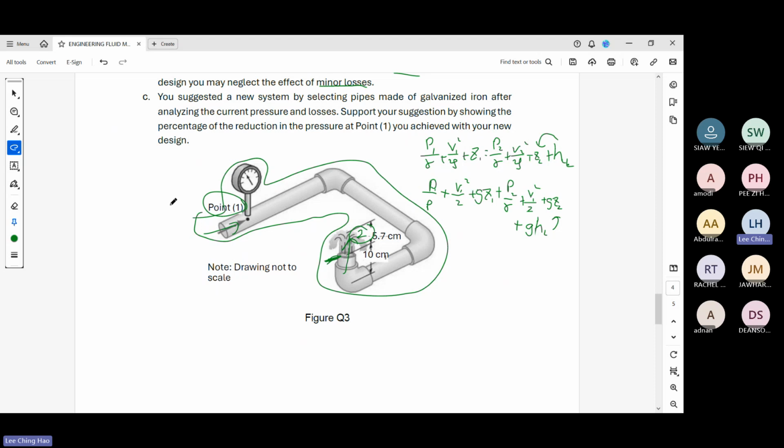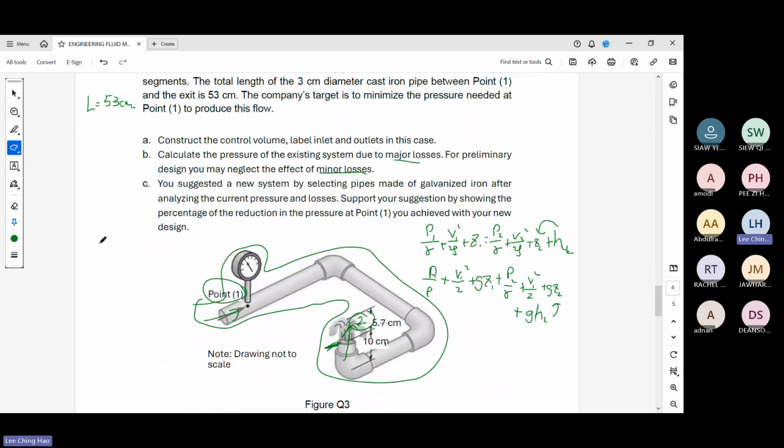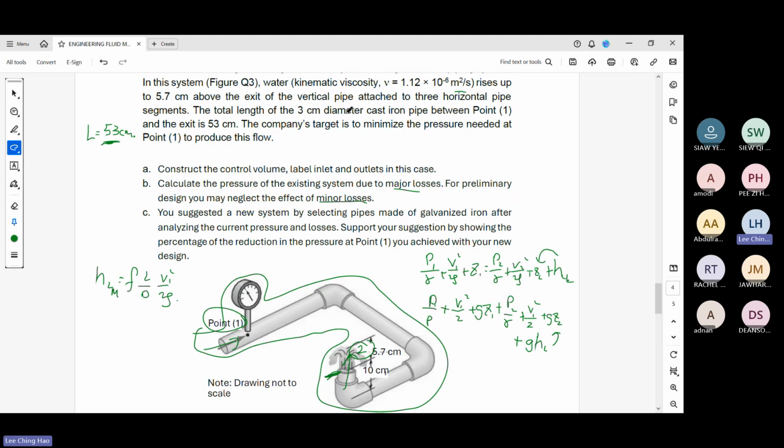But anyway, first of all, in order to find the F factor, HL major is F L over D, V squared over 2g, and it is V1. It is always V1, before. Then L you have already, diameter you have already. So you see, you have everything. You have quite a lot of numbers already.